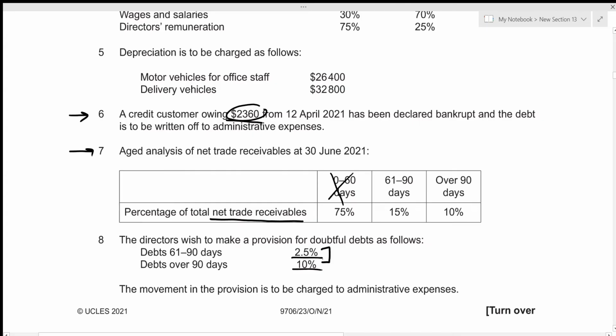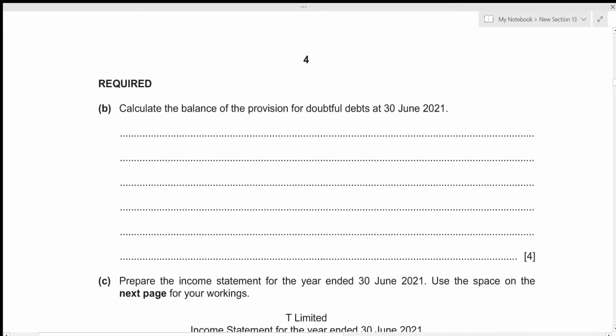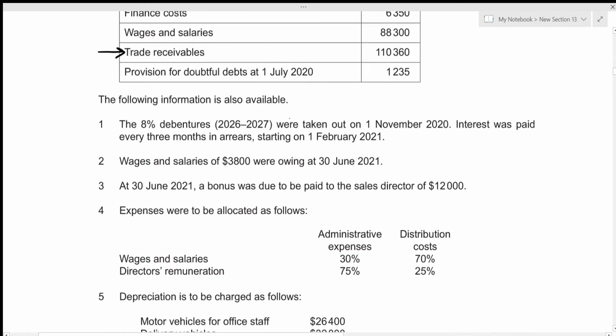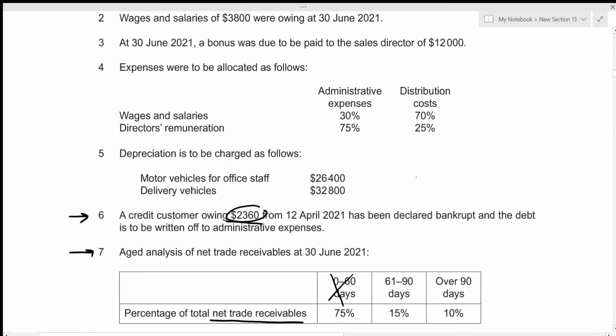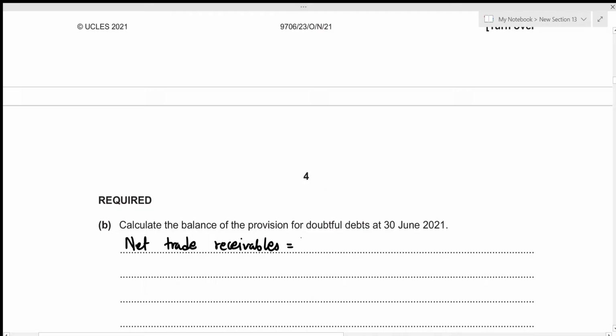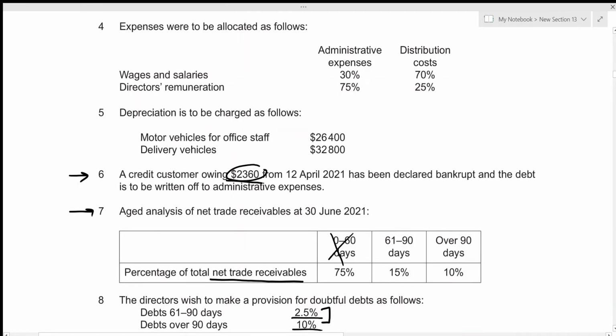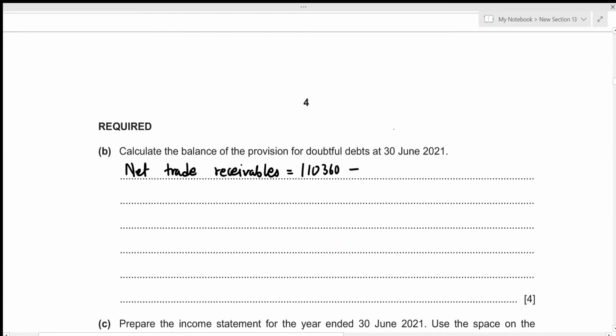All right, so let's first figure out the net trade receivables. I will write it down right here. Net trade receivables. For this, we first require the balance given in the above table. Let's have a look. The trade receivable amounts to 110,360. Let's write it down. Now we need to subtract the bad debt amount that was given in our sixth information, which amounts to 2,360. Let's subtract this. Now this gives us the net trade receivables of 108,000.